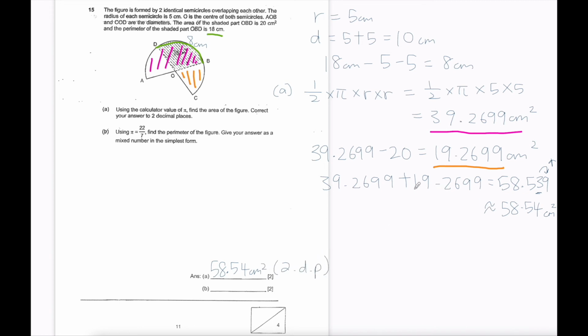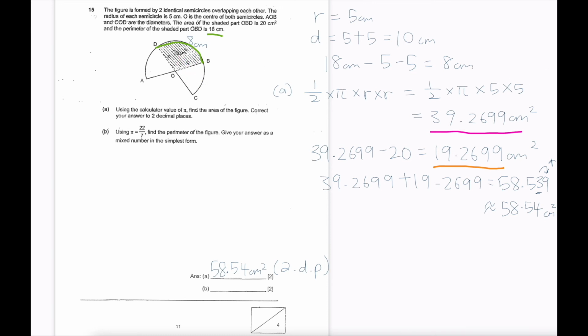Okay, let's move on to the perimeter. Using pi equals 22/7, find the perimeter of the figure. Give your answer as a mixed number in the simplest form. So let's expect to find a weird improper fraction. I'm going to erase the pink and orange part because we don't need it anymore. But I'm not going to erase the crooked green line here that shows 8 cm, because we need it. We are dealing with perimeter.